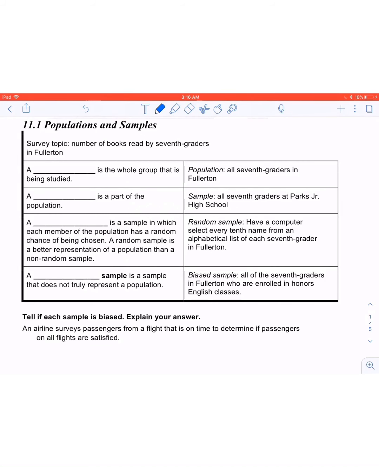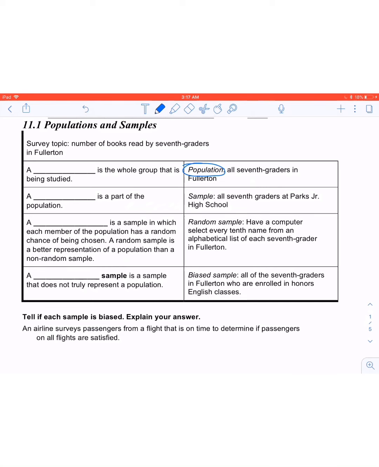11.1 populations and samples. So we're going to continue to look at some populations and samples examples just like we did last week. So here it says the survey topic is going to be the number of books read by 7th graders in Fullerton. So to get the results from the entire group, it means we're asking the entire population.